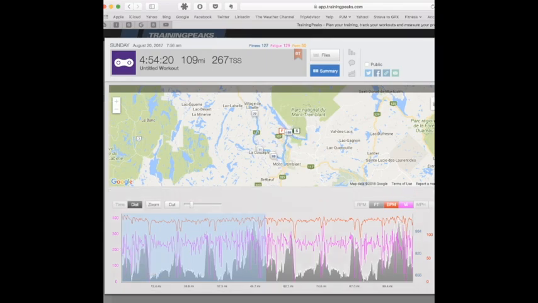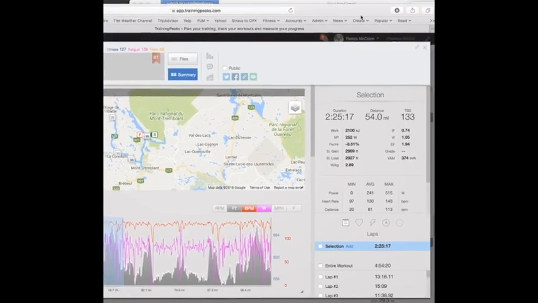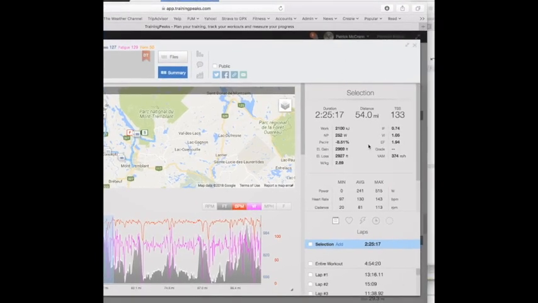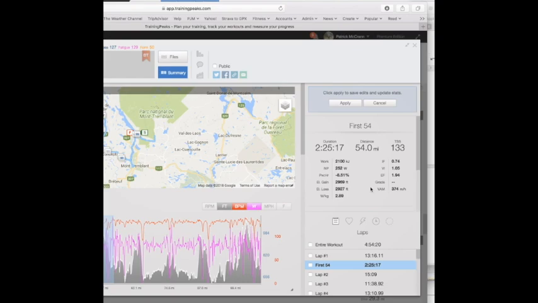which will outline it on the map, but then it will also show you on the side what your information for this was. So for this 54 miles, what was my intensity factor, my VI, my normalized power, 252, etc., right? So we can say, add that selection, we can say first 54, right? Like that. So I can have that first 54 dialed in, and I get those numbers.